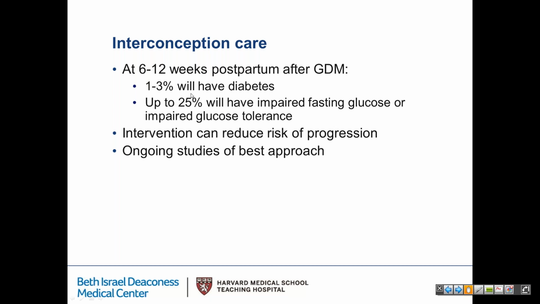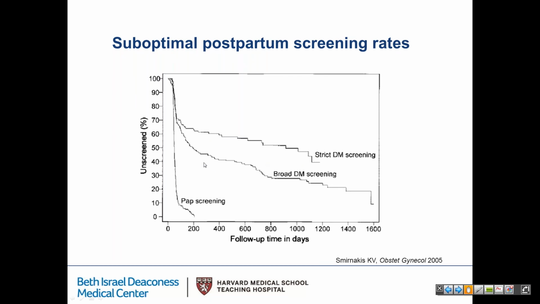Just underscoring, 1 to 3% of women will have overt diabetes if you screen at that 6 to 12 weeks postpartum after gestational diabetes, but up to 1 in 4 will have impaired fasting glucose or impaired glucose tolerance. Really importantly, we do know that intervention in that group can reduce the risk of progression to type 2 diabetes. The Diabetes Prevention Program, which I'll show you later, has established that conclusively.